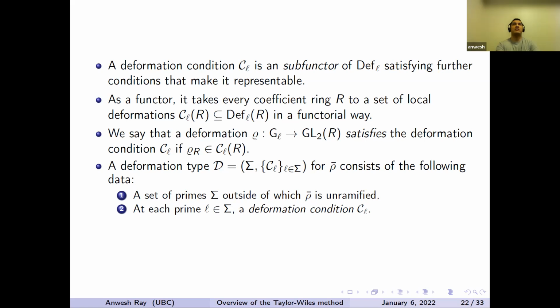That's an interesting question. When you're fixing Rhobar and fixing S, I guess you're talking about the number of Rhobars that can exist unramified outside of S. Here what we're doing is fixing Rhobar and looking at all the lifts of Rhobar. How many lifts are possible? That's a slightly different type of question. All the lifts are lifting our fixed Rhobar.